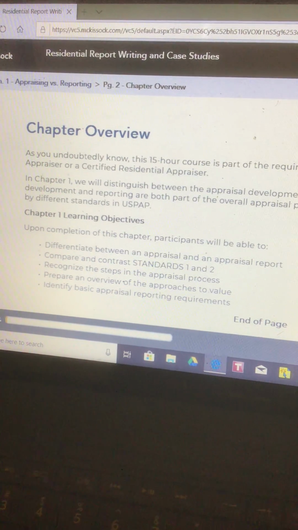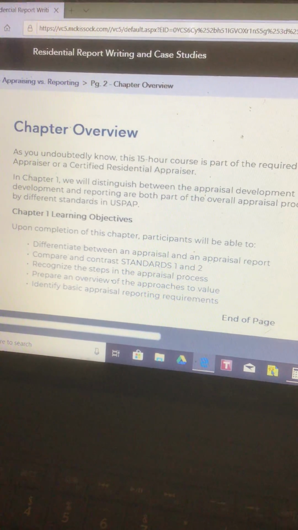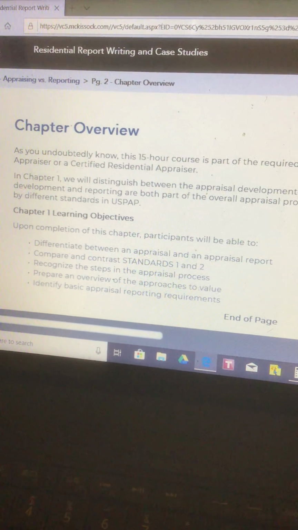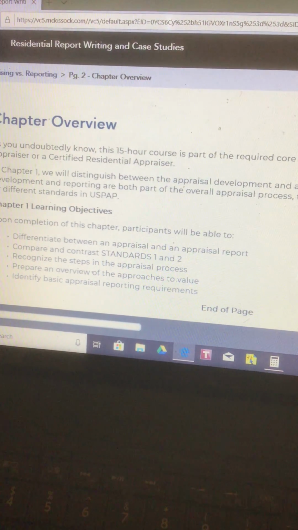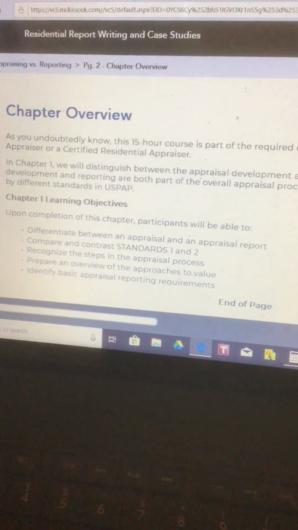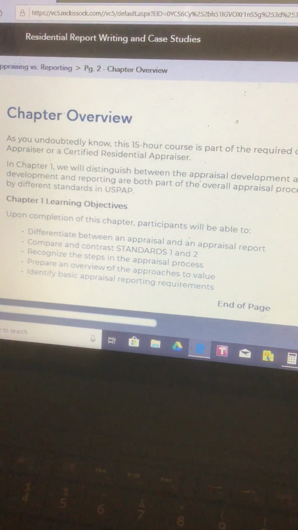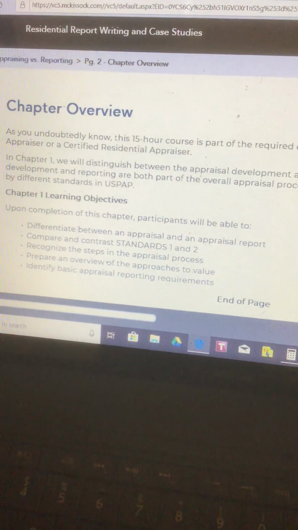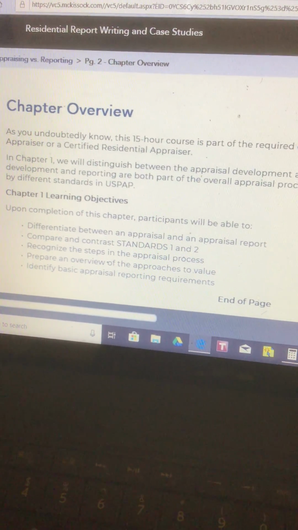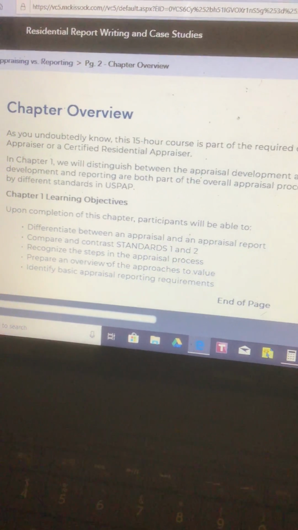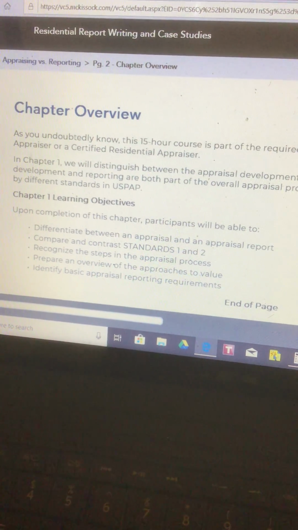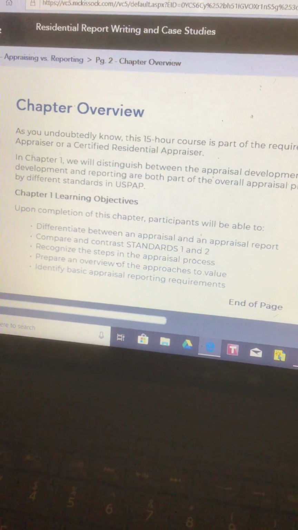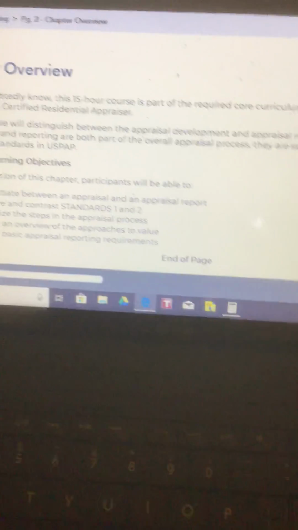Chapter 1, Learning Objectives. Upon completion of this chapter, participants will be able to differentiate between an appraisal and an appraisal report, compare and contrast standards 1 and 2, recognize the steps in the appraisal process, prepare an overview of the approaches to value, and identify basic appraisal reporting requirements.